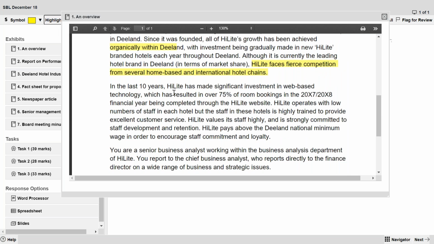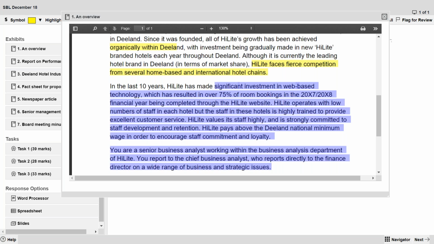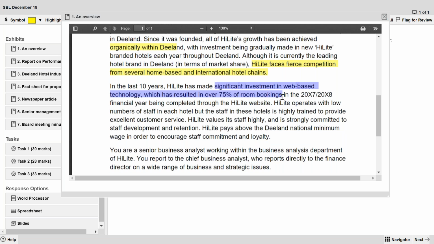In the last 10 years, Highlight has made significant investments in web-based technology, which has resulted in 75% of room bookings through online, through the website.